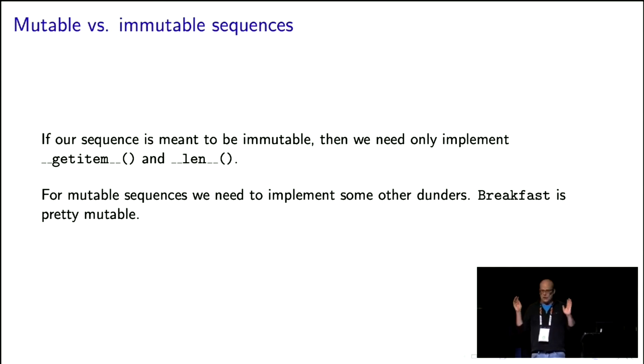On the other hand, if once we form the collection and form the sequence, we can't change the values of any of the items in it, then that thing is immutable. A string is a sequence that is immutable. If your sequence is immutable, then you implement Dunder getitem and Dunder len, and your work is finished. You've done what you want to do. If your sequence is mutable, if you expect to be able to change the items on the list, if your breakfast menu allows for substitution, then you need to implement some additional Dunders to support the mutability.